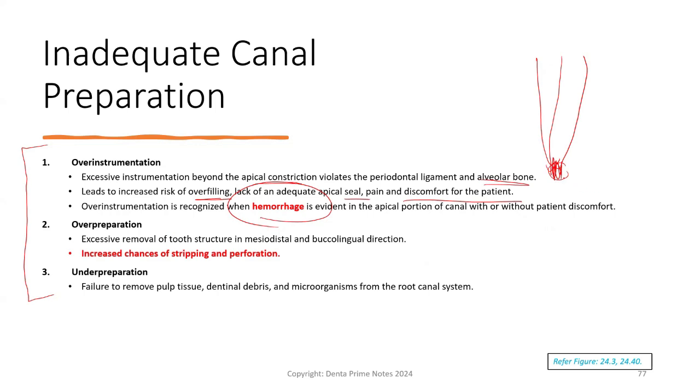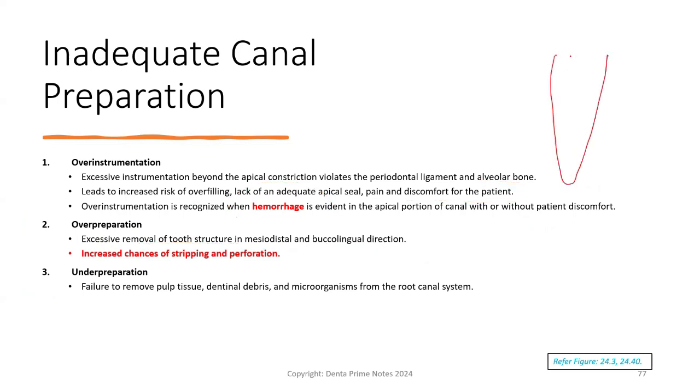Apical constriction has been lost. There are chances of overfilling and over preparation, excessive removal of tooth structure in mesiodistal and buccolingual direction. So, for example, this has been widened mesiodistally and buccolingually. When the canal is widened in these directions, it's called over preparation. In this case, there are increased chances of stripping and perforations.